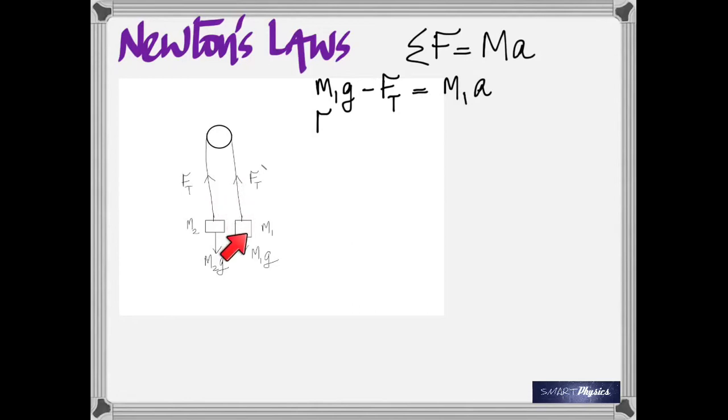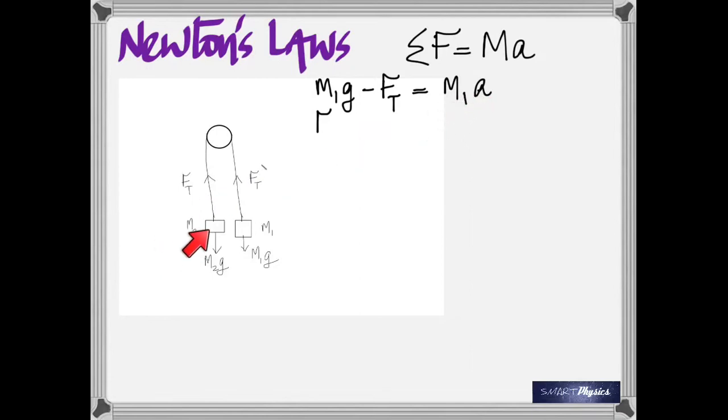So when you set up an equation and assuming that m1 is greater than m2, so that means this will be going down, right? It will be going down. Therefore, which force is greater? Is it m1g or Ft? Because it's going down, m1g would be greater. So when you take the net force, you're going to take m1g minus Ft is equal to its mass times acceleration.